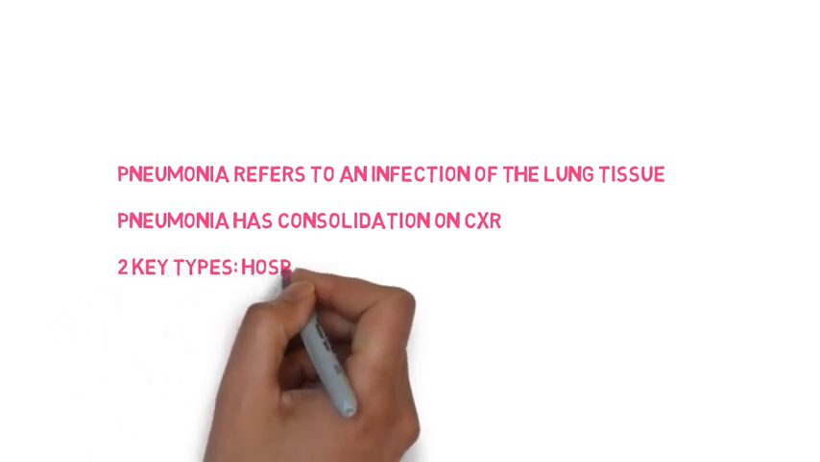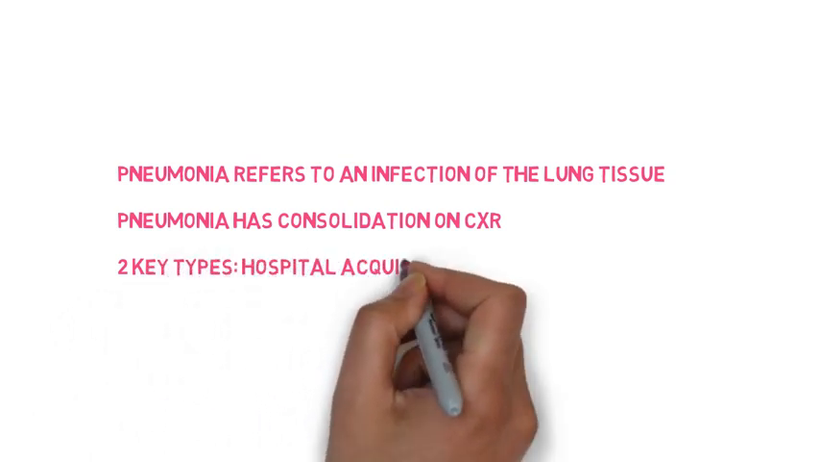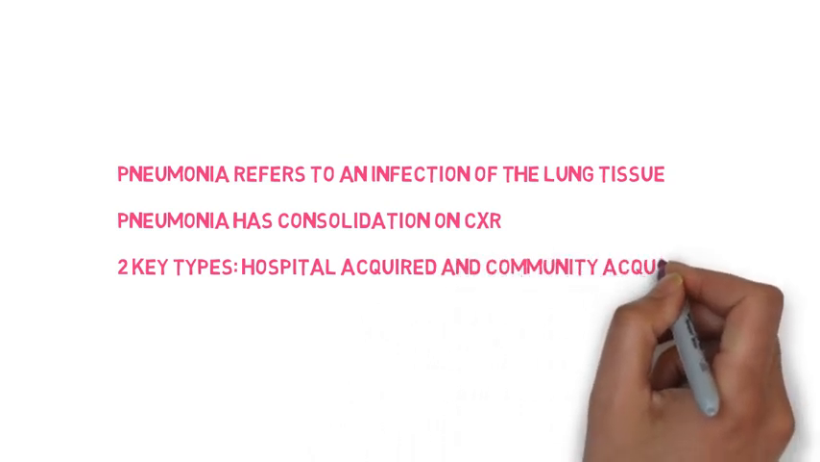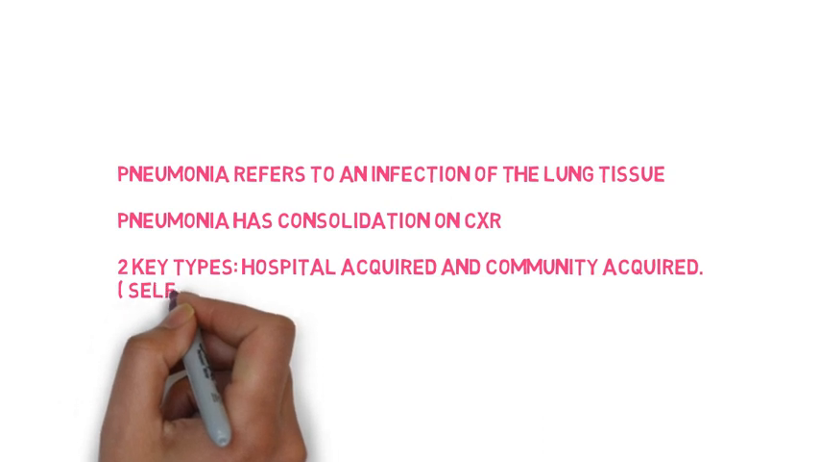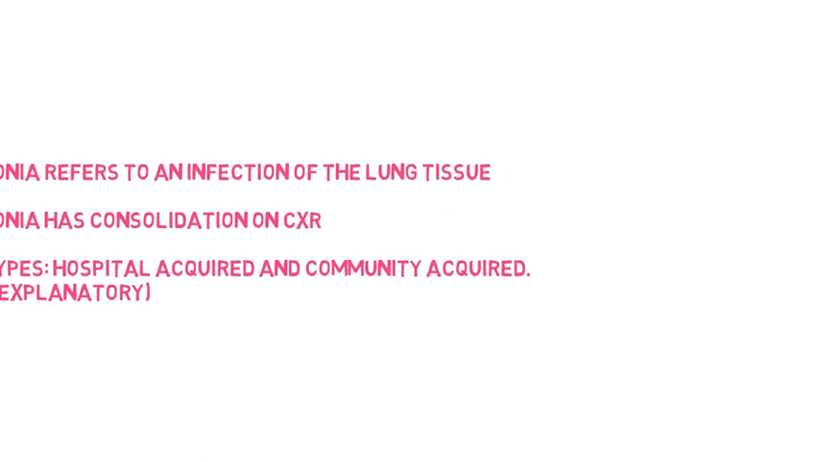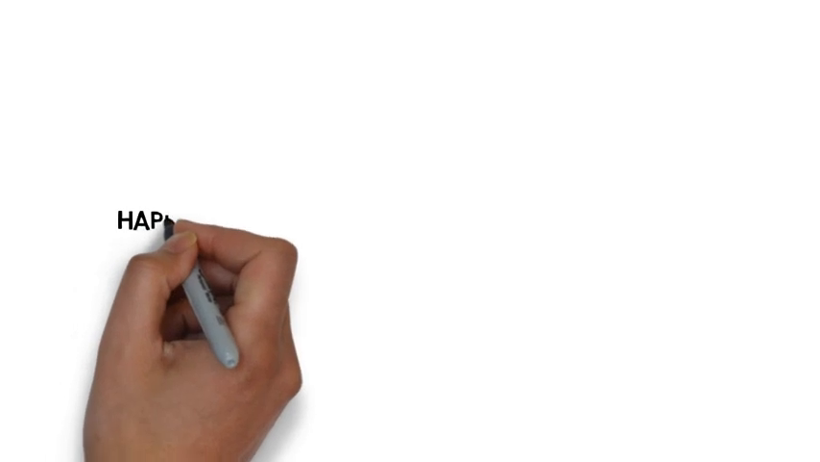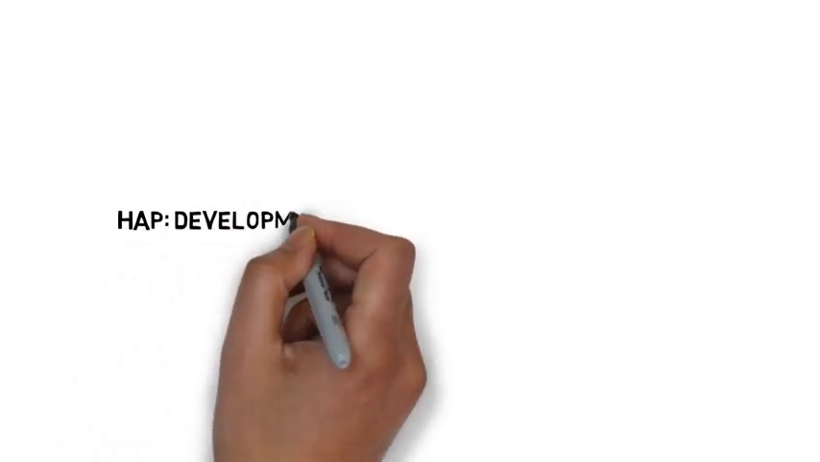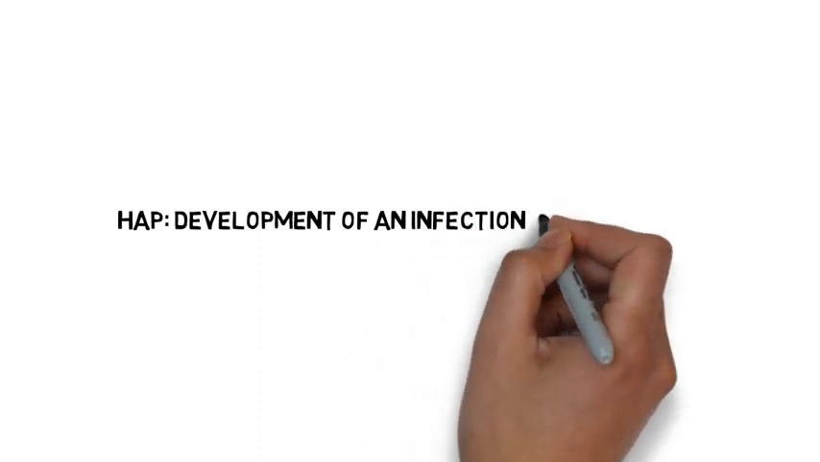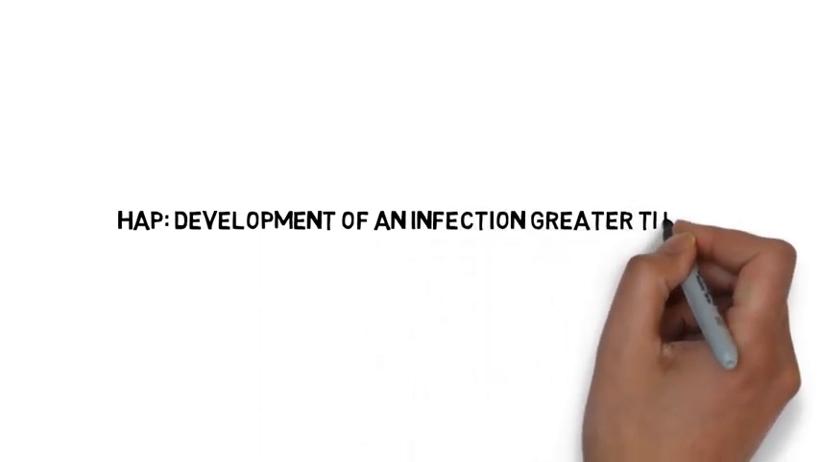If a young and healthy person develops community-acquired pneumonia, they have a good prognosis and can be treated in the community with oral antibiotics. However, mortality is high in those who have poor immune systems. There is also hospital-acquired pneumonia, which is defined as an infection greater than 48 hours after admission to hospital.